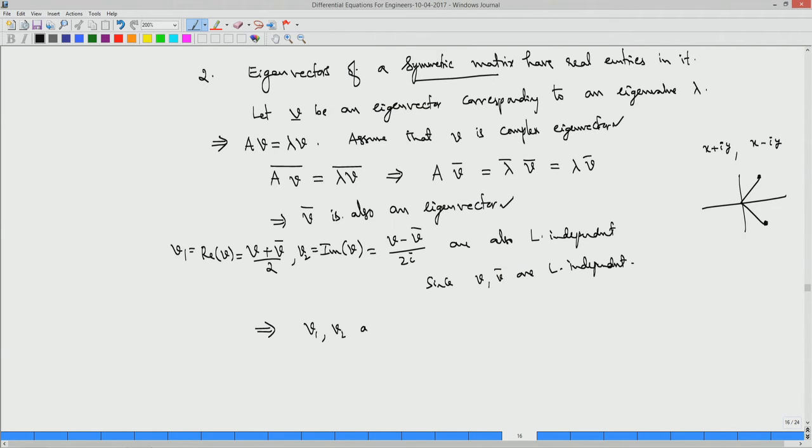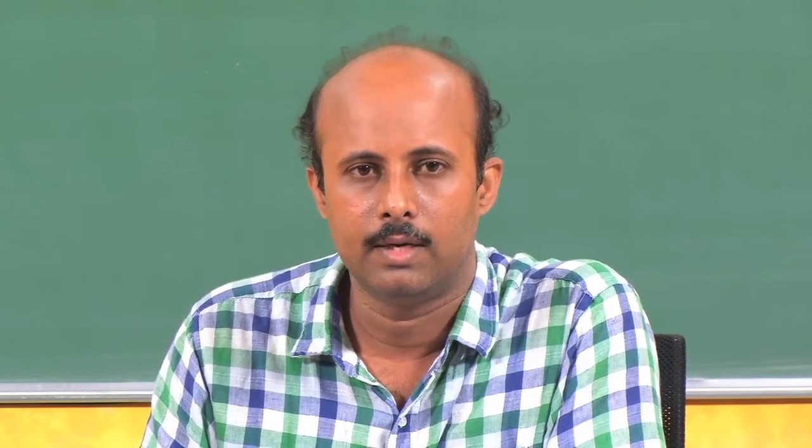V1 and V2 are eigenvectors of A corresponding to lambda. Okay. And you see that V1 and V2 have real entries. These are all real eigenvectors. That is what you have seen. So, if you have a symmetric matrix, that means it is also Hermitian. So, you have real entries, so A transpose bar equal to A. So, bar does not matter, right, because you have a symmetric matrix, that means real entries.